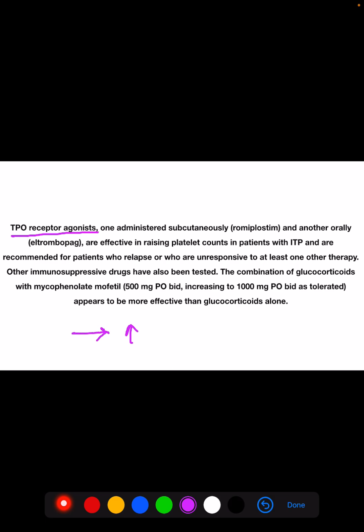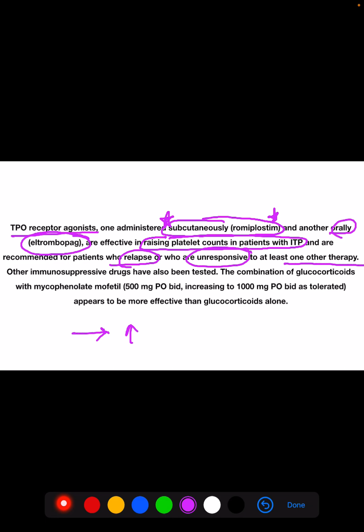we have to increase the platelet count. These TPO receptor agonists are administered subcutaneously. Which TPO receptor agonist is administered subcutaneously? It is romiplostim. The other TPO receptor agonist, which is administered orally, is eltrombopag. These are effective in raising the platelet counts in patients with ITP, and these are recommended for patients who relapse or who are unresponsive to at least one other therapy.